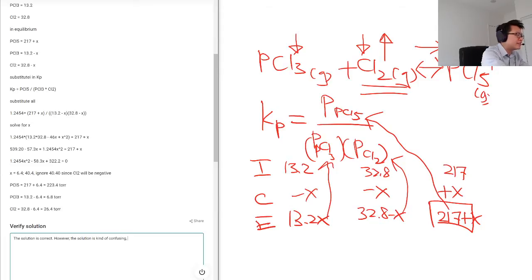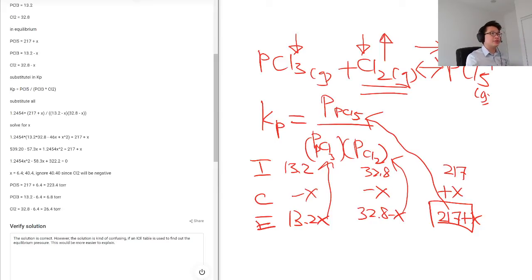Especially, you can see that because the solution didn't show using an ice table. If an ice table is used to find out the equilibrium concentration, actually it's equilibrium pressure, this would be easier to explain. Okay, so this will be the second question on equilibrium. So this is correct, so we can keep going on.